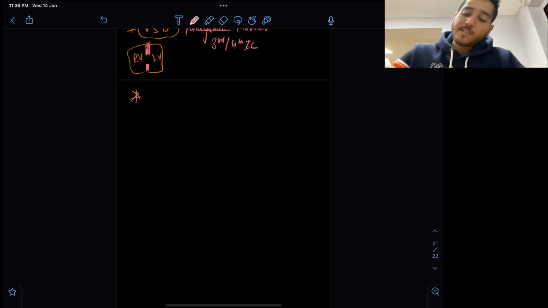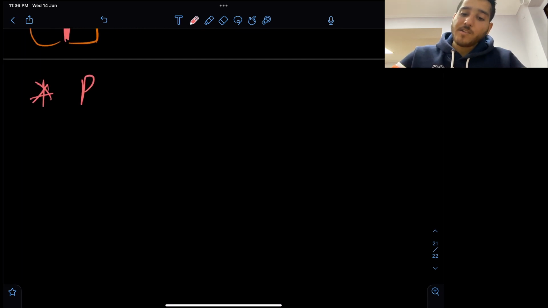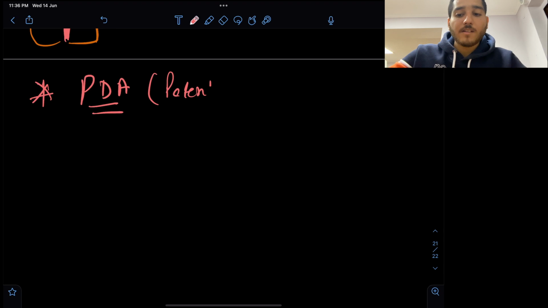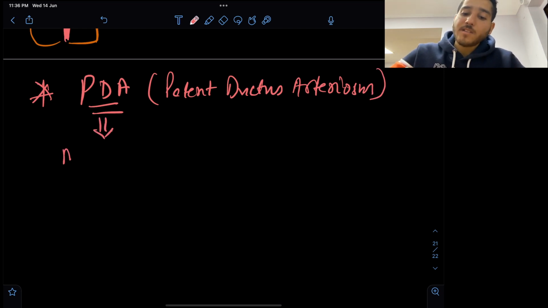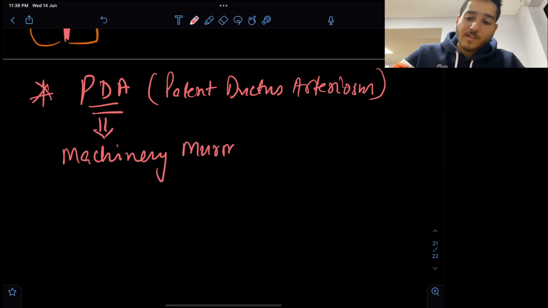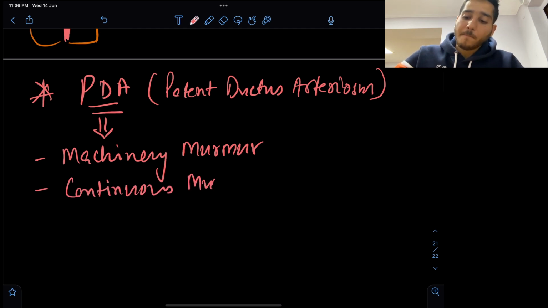We also read this patent ductus arteriosus, PDA. Patent ductus arteriosus, right? So in patent ductus arteriosus, we usually get machinery murmur, or in some questions they might mention it as continuous murmur. Sometimes they have also written systolo-diastolic murmur.